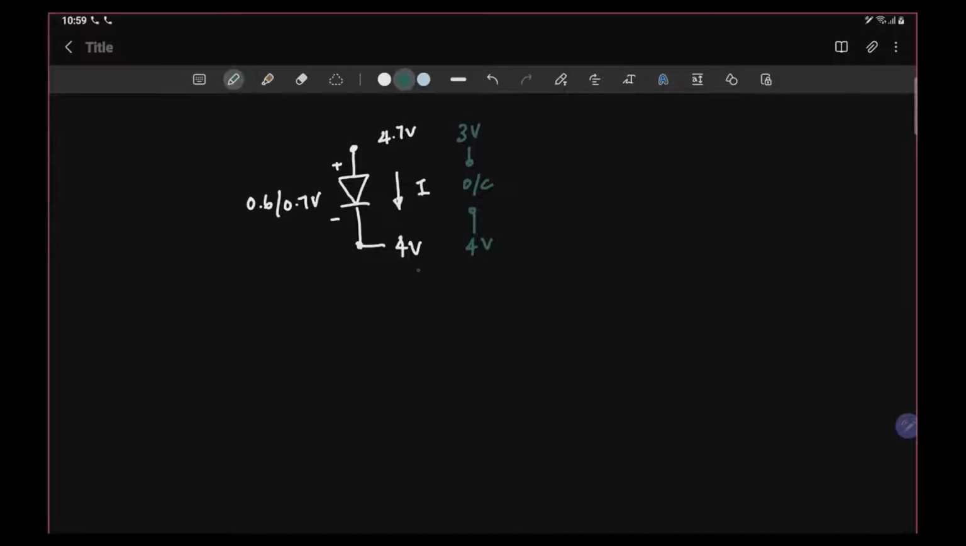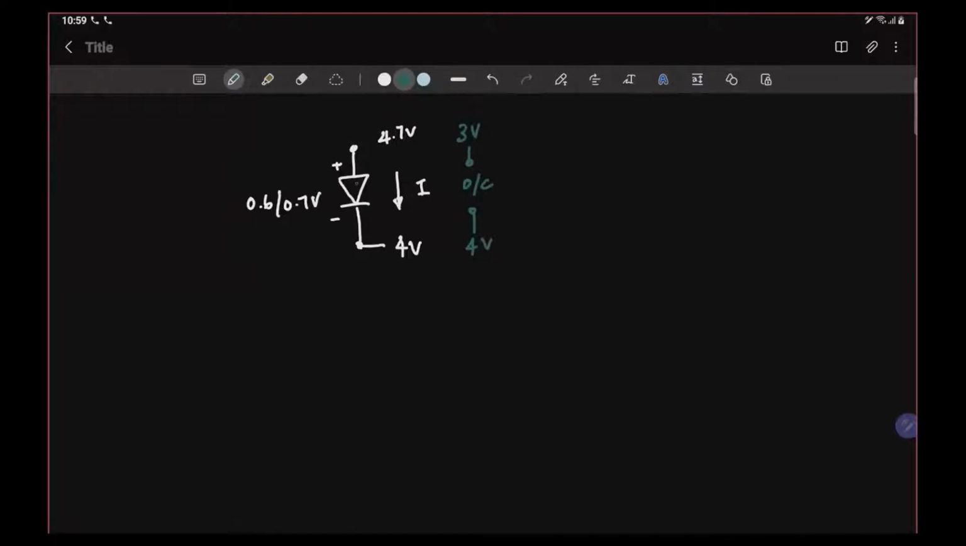if this end is 4 volts, the other end will be 4.6 or 4.7, regardless of how much voltage you applied to it. It will have a 0.7 volt drop across the diode. And the current flow is very large across the diode. So it's almost like your mechanical switch. If you turn it on, the current purely depends on how much current is in the circuit itself. It doesn't depend on the switch.